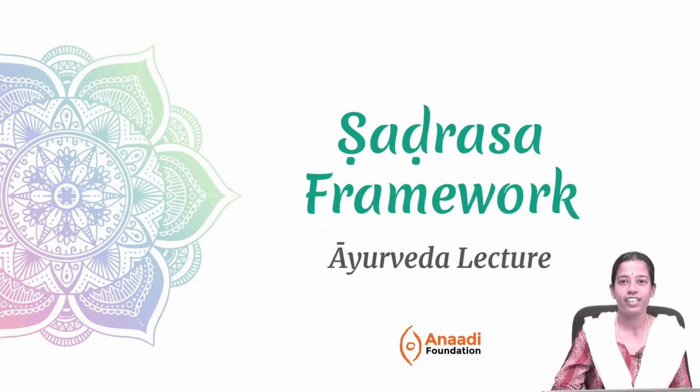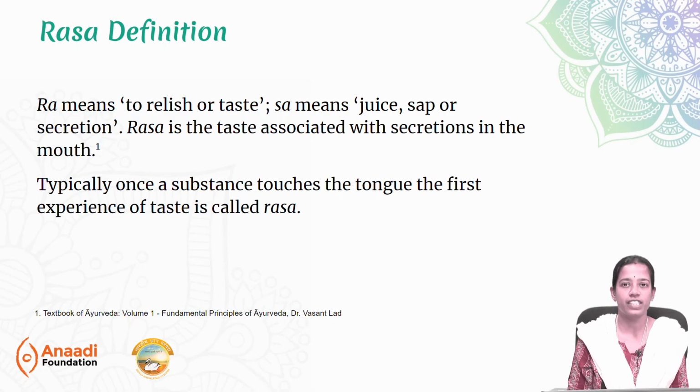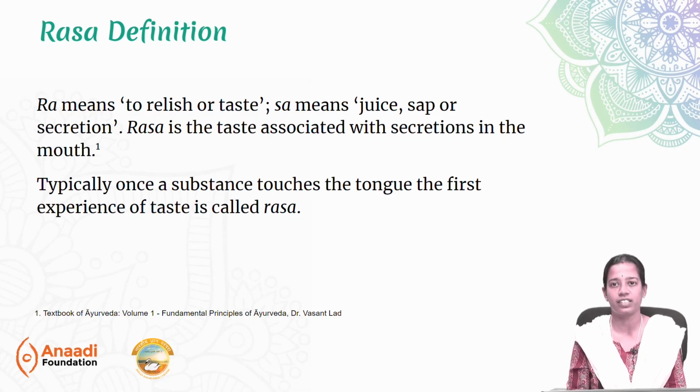In this session, we will be looking at the Shadrasa framework in Ayurveda. The definition of rasa is: ra means to relish or to taste, and sa means the juice, the sap or the secretion. Rasa is the taste associated with the secretions in the tongue. Typically, once a substance touches the tongue, the first experience of the taste is called rasa.